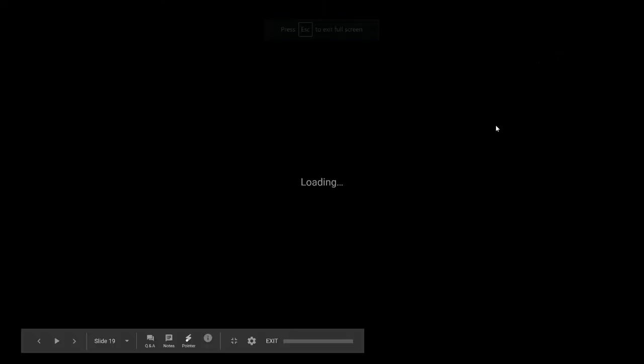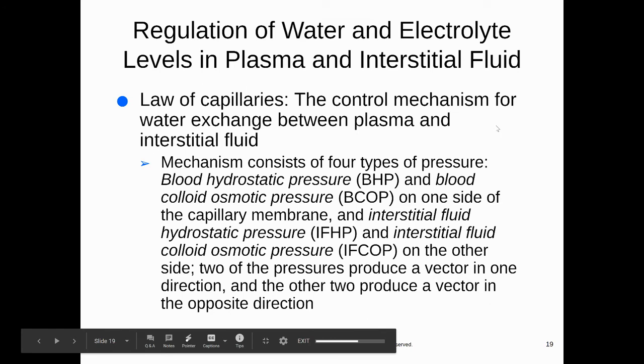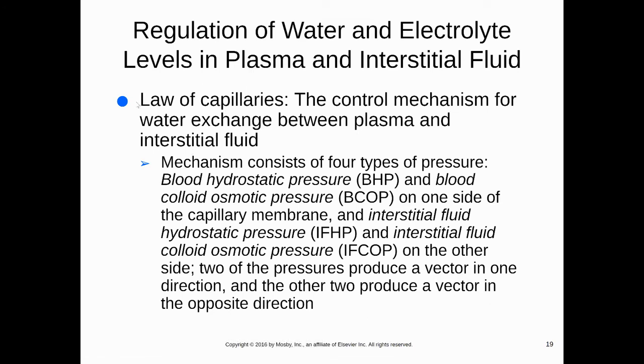Okay, guys, so we're going to pick up where we left off in the last video. And here's just the example. When we say the law of capillaries, the idea here is that most of where our water and electrolyte levels are going to occur within our interstitial fluid and plasma, they're going to happen between the capillary and the capillaries of our blood.